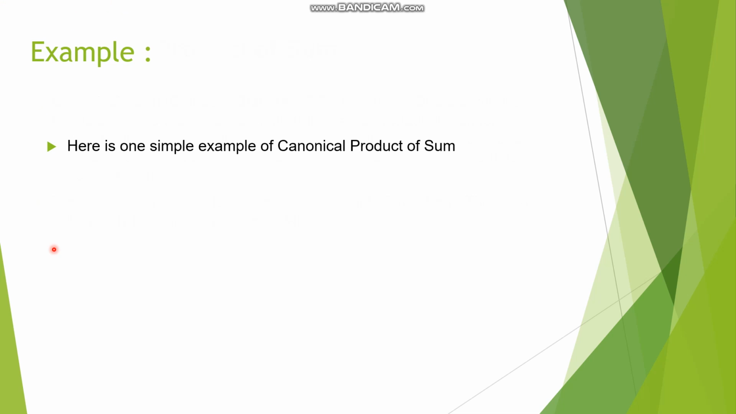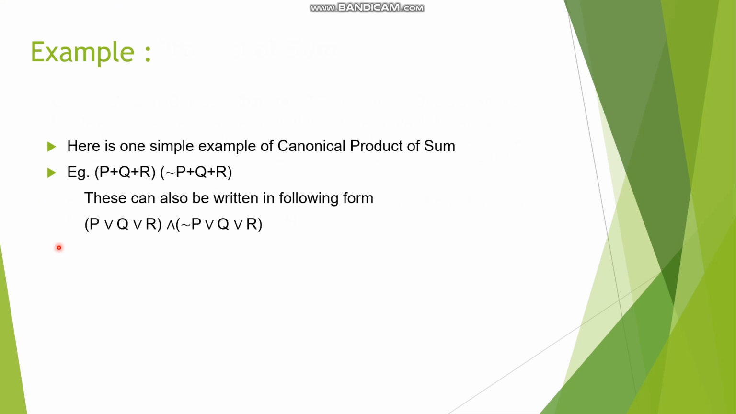Here is one example of canonical product form in simple terms. As you can see, there are three variables, namely P, Q and R, and they are connected by the plus sign. We know that plus is also known as disjunction, and these two statements are connected by the product, which is also known as conjunction, and this whole statement is known as Boolean form.